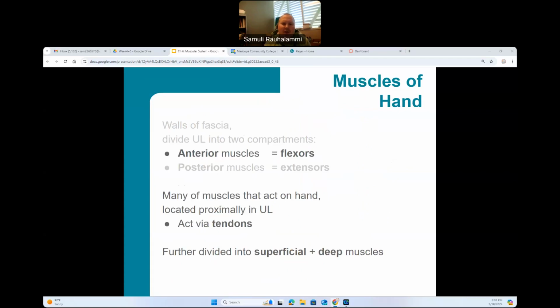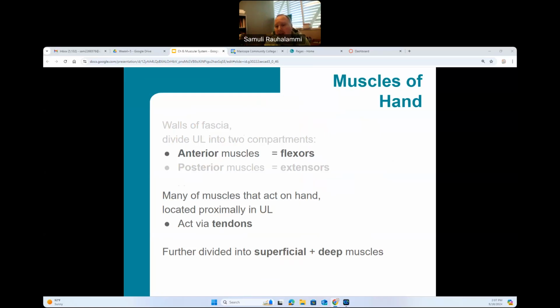So now a few words about the muscles that act on the hand. They are often located more proximally on the upper limb, so they typically end up acting through tendons. These are the connective tissue strings that connect the muscle to the bone. This is how our hand doesn't get crowded with muscles, whereas the muscles are actually located a little bit more proximally, and it is our tendons that then connect to these bones.